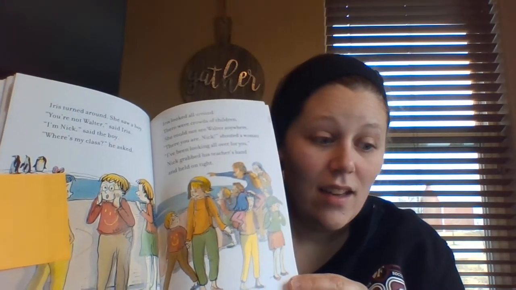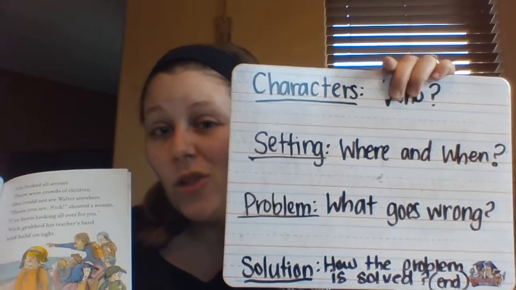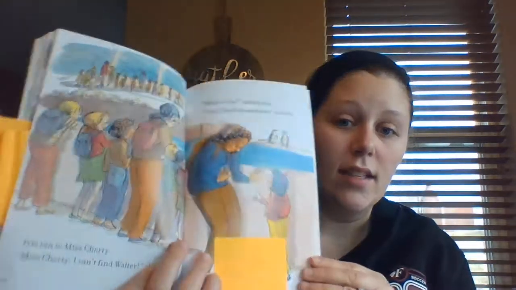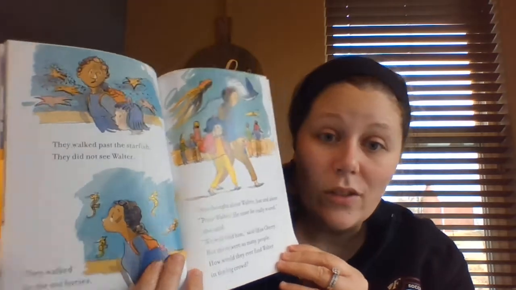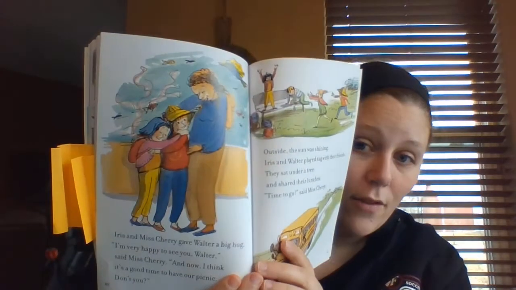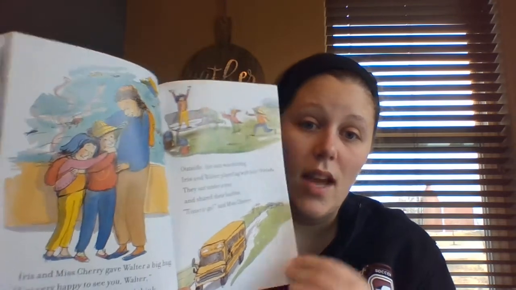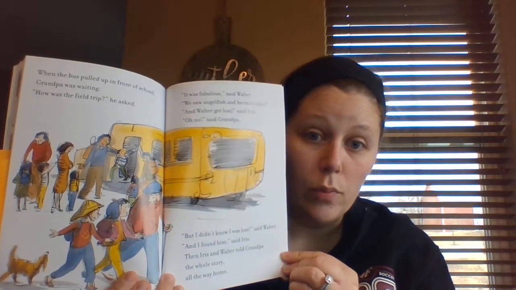Then finally, the solution is, how did that problem get solved? And usually that happens towards the end of the story, right? So we look back at how the end of the story ended and how did it get solved? What is the solution? Remember, the last chapter was called The Rescue, where they actually found Walter and he was still looking at the coral reef, right? And they gave him a big hug and they were super excited that he was found. And then the class decides to go back to school because the field trip was over.